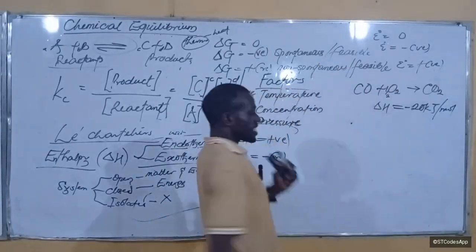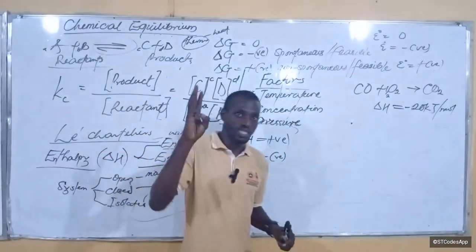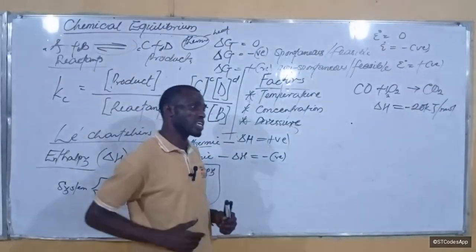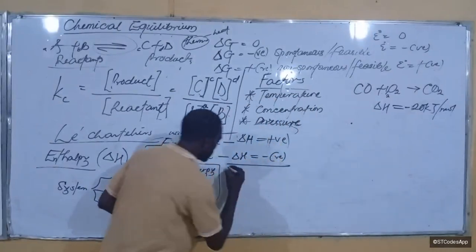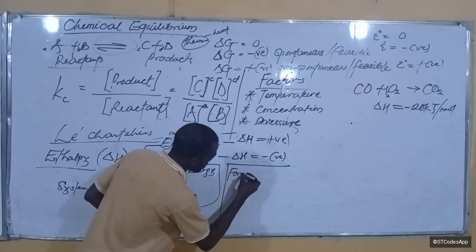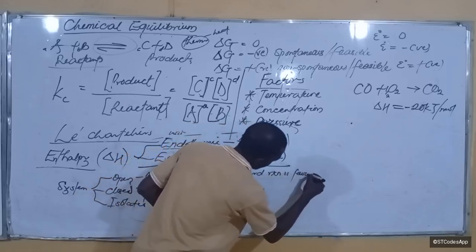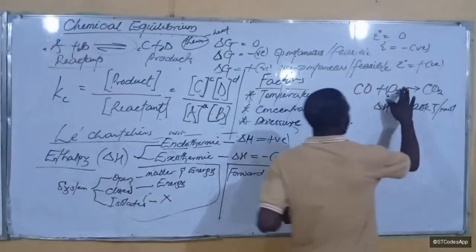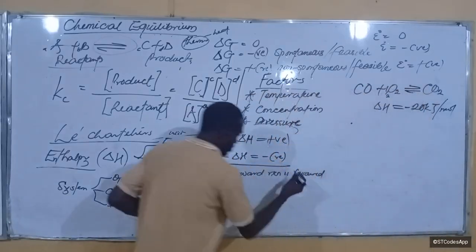Now, what is the effect of temperature? There are 3 statements we use. If the reaction favors forward reaction, we say forward reaction is favored. Let me write it. The 3 statements we use. Forward reaction is favored. Now we're talking about equilibrium, so let me change this symbol to the equilibrium sign here. Forward reaction is favored.